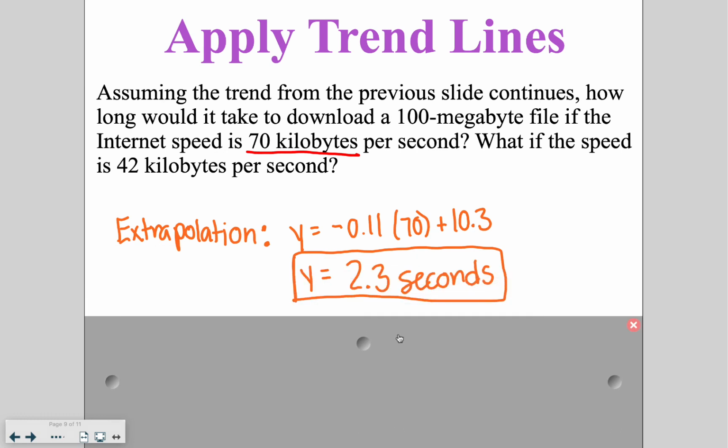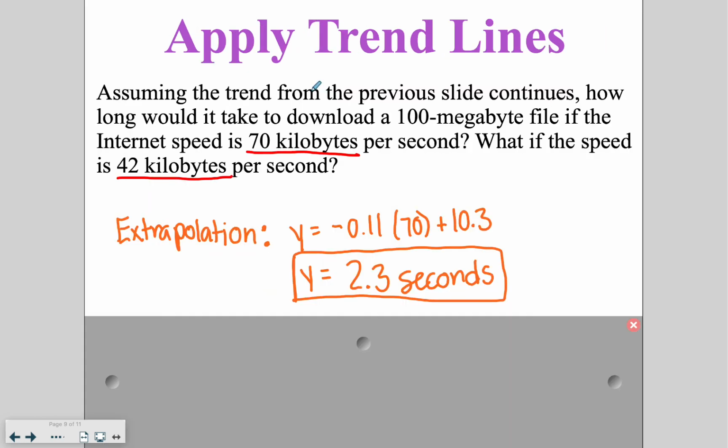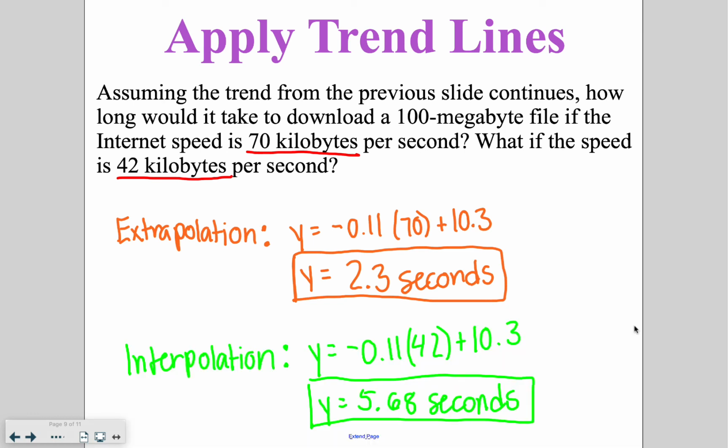So when we plug that in, we find that if the internet speed is 70 kilobytes per second, it is going to download in 2.3 seconds. Now we're going to do the interpolation, aka calculate for a point within our data. So 42 falls within our set of data, so this is called interpolation. You're going to make the prediction the same way by plugging it into the equation, so go ahead and do that on your own. So we plug that in and we get 5.68 seconds.